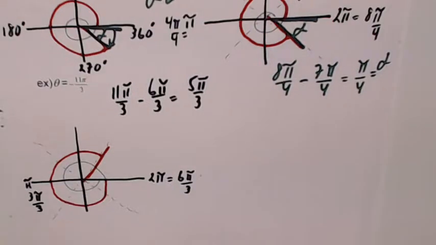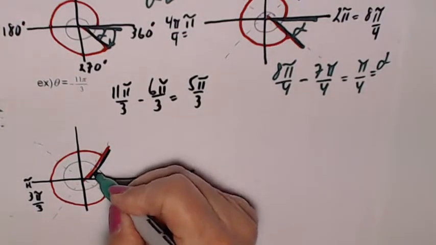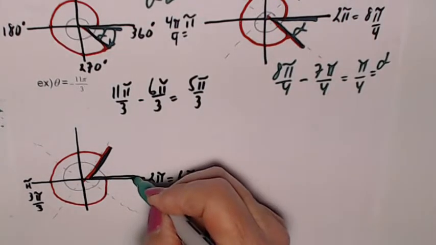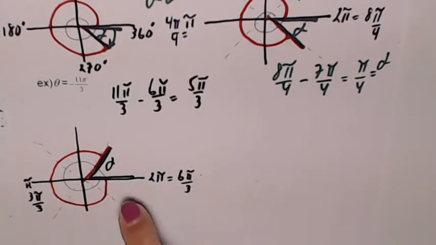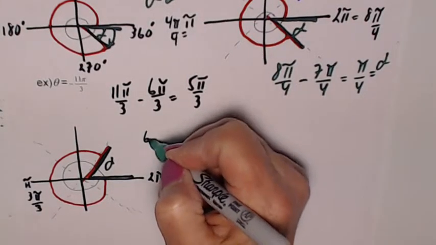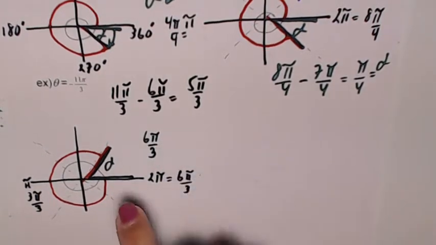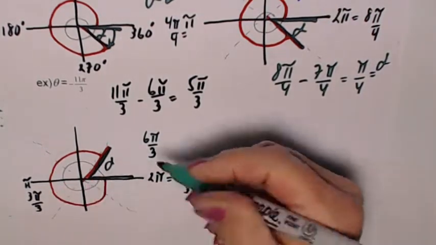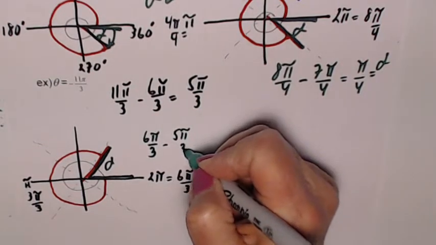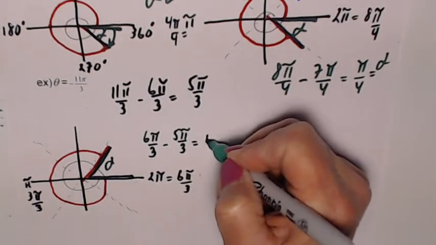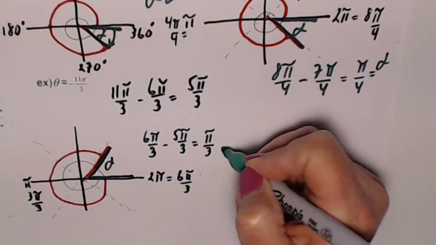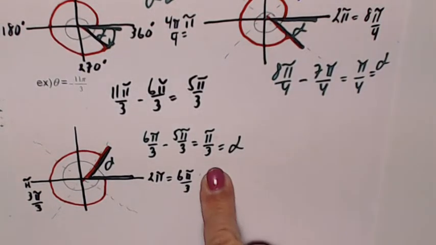Again, we are looking for this reference angle, this angle between the terminal side and the x-axis. So here is our alpha, our reference angle. And to find this, we know we've gone almost a full 6 pi over 3, but not quite. So we take our 6 pi over 3, and now we back out the 5 pi over 3 that we have used to make our angle, and this leaves us with 1 pi over 3, which is our alpha.